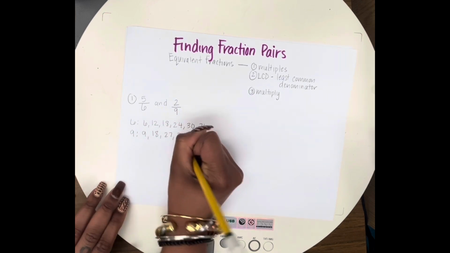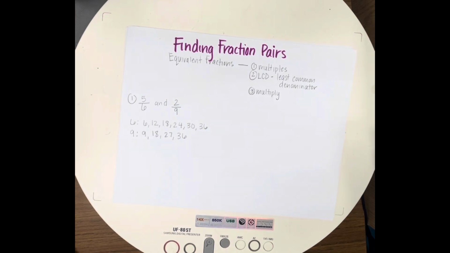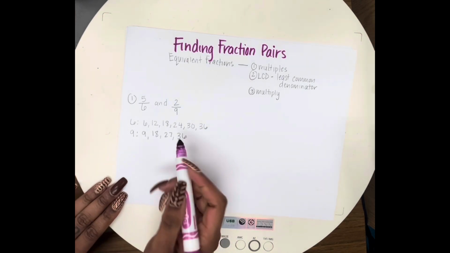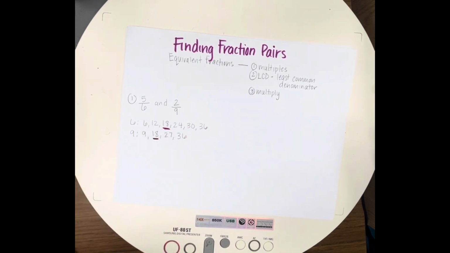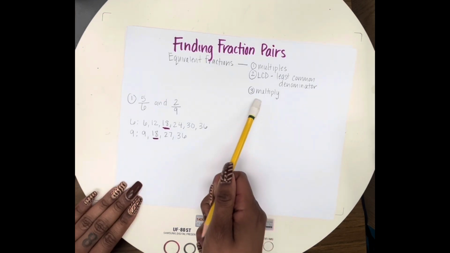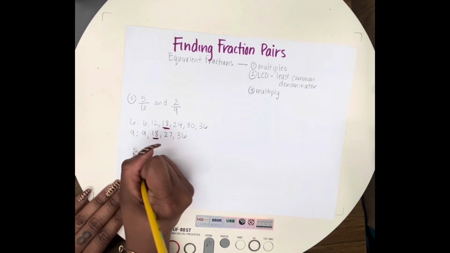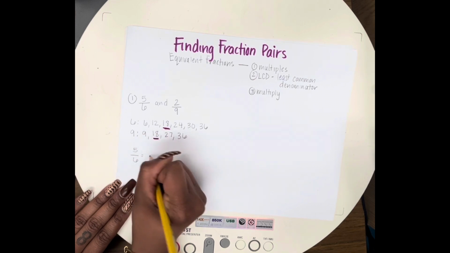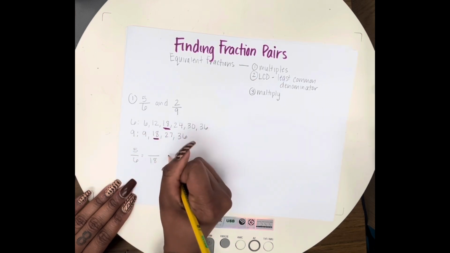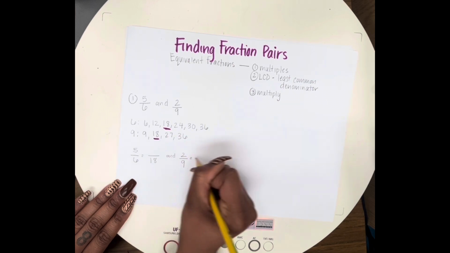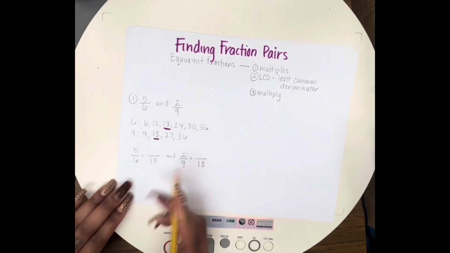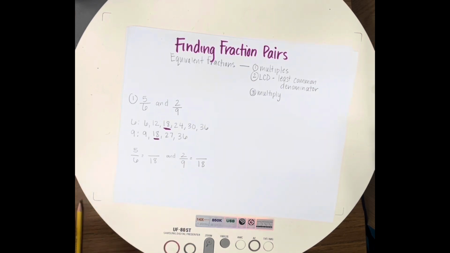And here are the 9 times tables. 9, 18, 27, 36. Now, when you look at your list of multiples, you want to find the LCD. What is the least common denominator? When you have those multiples written out, you can see that 18 is the least common denominator. Now your goal is to rewrite your fractions with your LCD. So here you see 5/6 equals blank over 18, and 2/9 equals blank over 18.